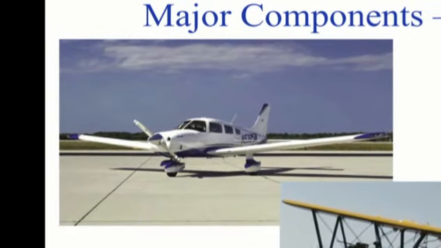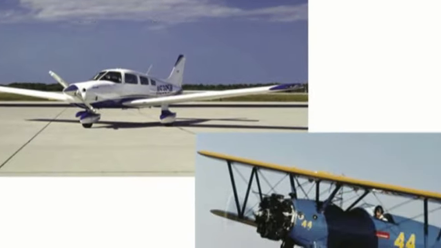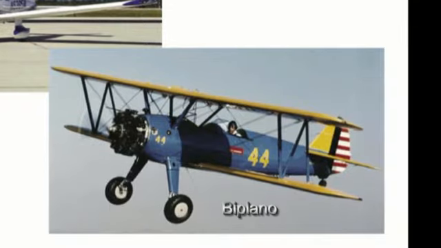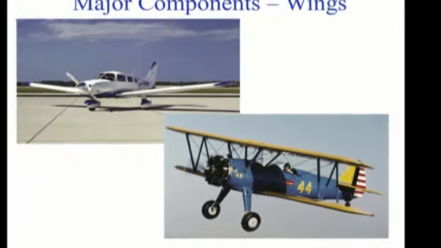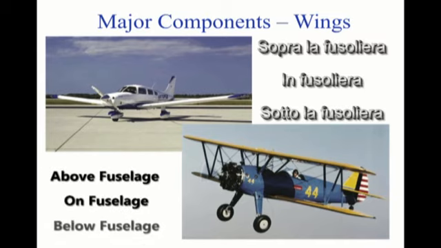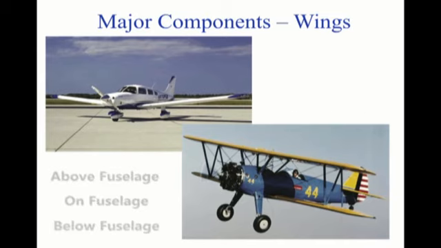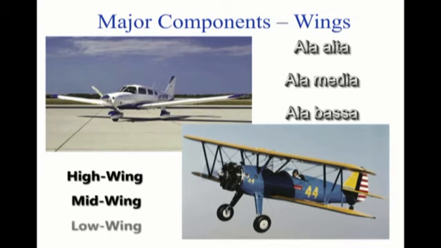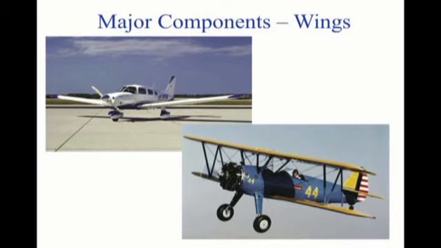The plane in the upper left has one wing and is called a monoplane. The plane in the lower right has two wings, referred to as a biplane. Wings can be placed above, on, and below the fuselage. These different wing placements are referred to as high, mid, and low wing planes. Most high-wing planes have external struts to help dissipate the wing's load to the rest of the plane.